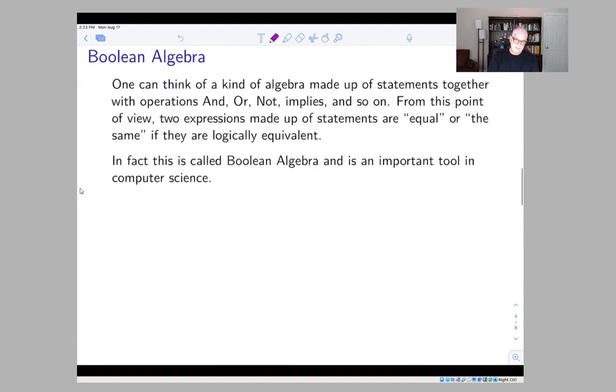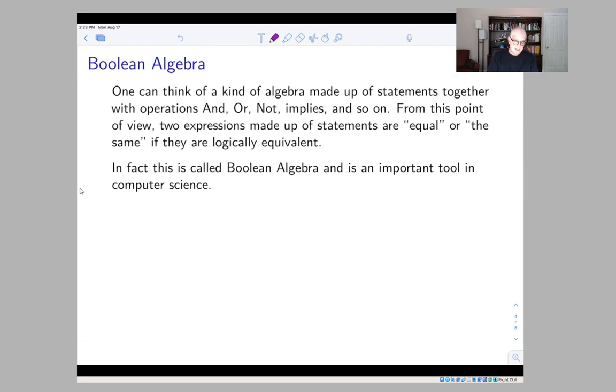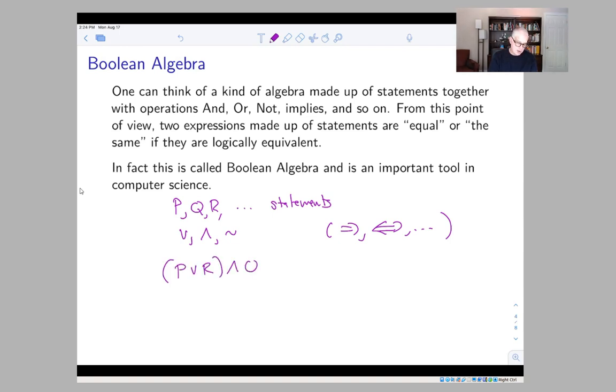Some of you may be taking some computer science courses or even be computer science majors. And if you think about what we've been doing here, we have a kind of algebra where the variables are like statements. I mean, they aren't like statements, they are statements. And the operations are and, or, not, plus other operations. And we can build up more complicated statements, almost like algebra, right? We can say P or R and Q and not S.